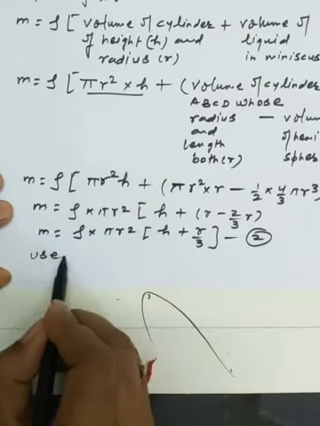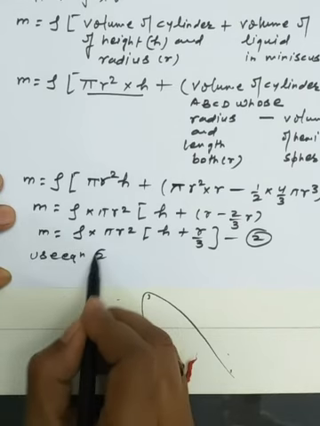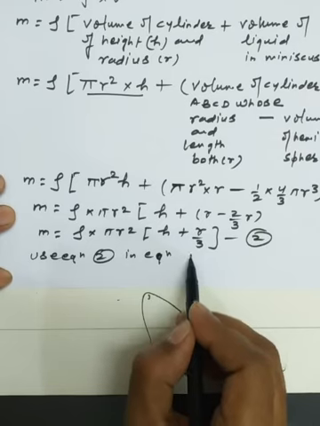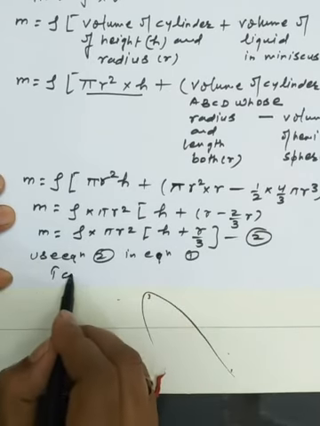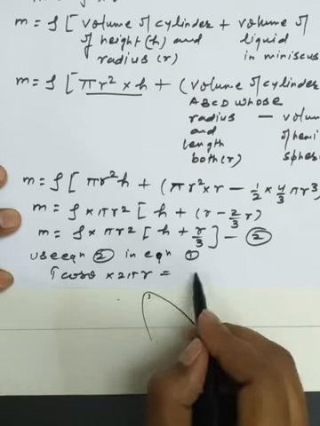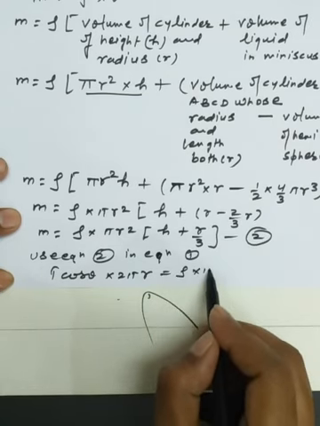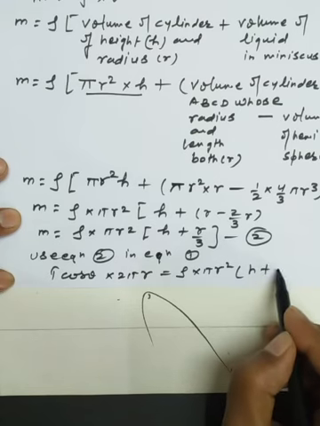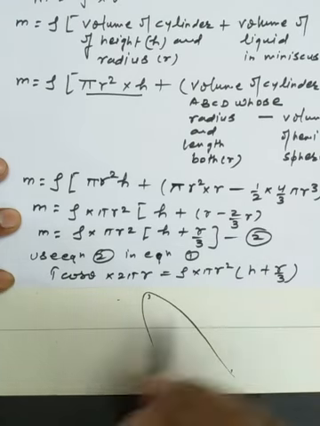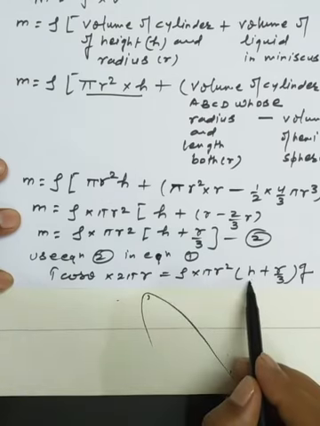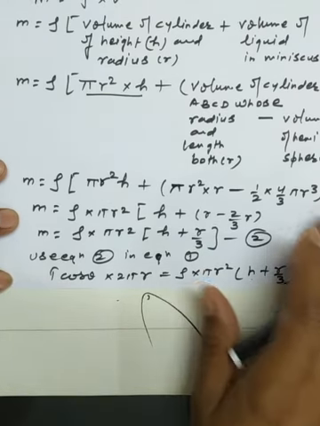Now use equation 2 in equation 1, so we get T cos theta into 2 pi r equals m, that is rho into pi r square times h plus r by 3, multiplied by g, and we make the separation of h, so we get the formula.